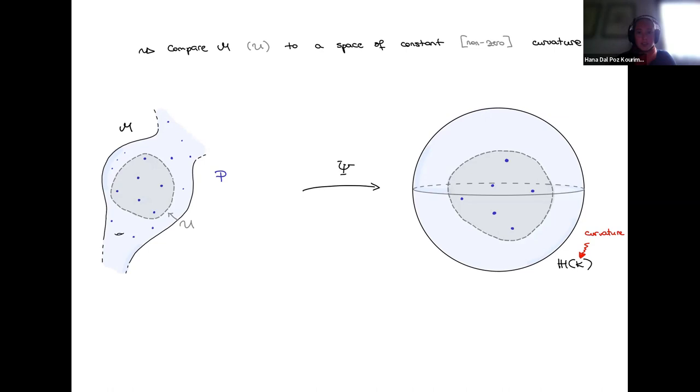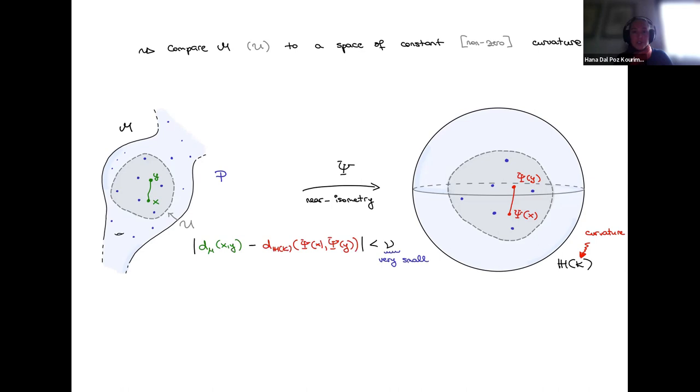What does this mean? Say I take two points in my neighborhood U, which I call X and Y, and I measure the distance between those two points. Then I look at the image of those two points, which are in red on the right, and I measure the distance between those. Then I require that the difference between the distances, between the green and the red curve, is very, very small. And this upper bound on all the distances will be called mu, and we will call it the distortion parameter of the map psi.